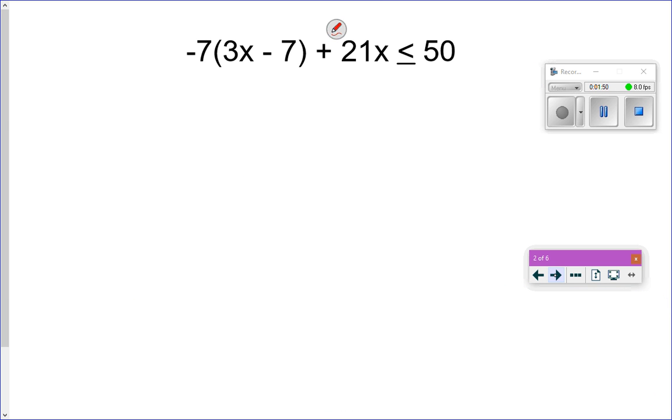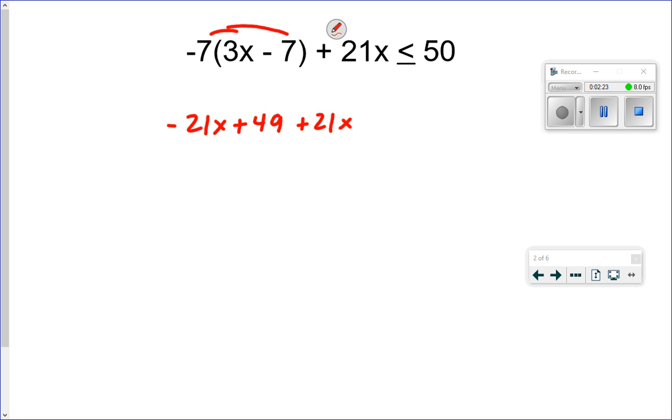Okay, first example, we have -7 times 3x minus 7 plus 21x is less than or equal to 50. This isn't a compound inequality, it's just one inequality here, but I need to solve it. And then whenever we get our solution, it needs to be graphed on a number line. I have a set of parentheses with the number out front, which means I need to distribute. So -7 times 3x is -21x. -7 times -7 is +49. Bring everything else down.